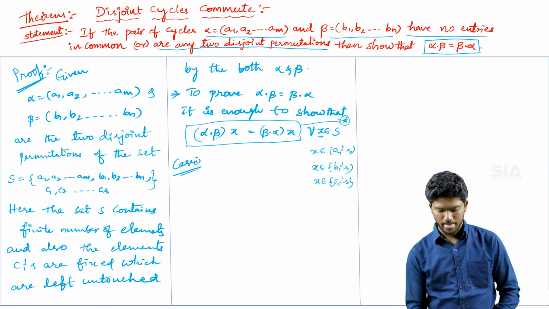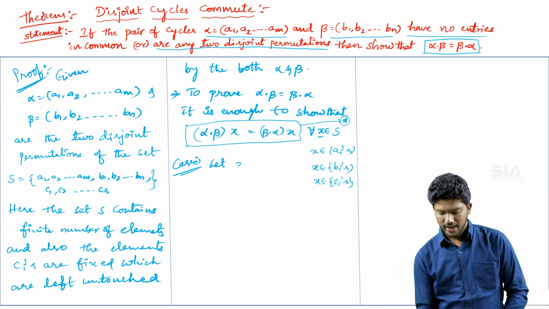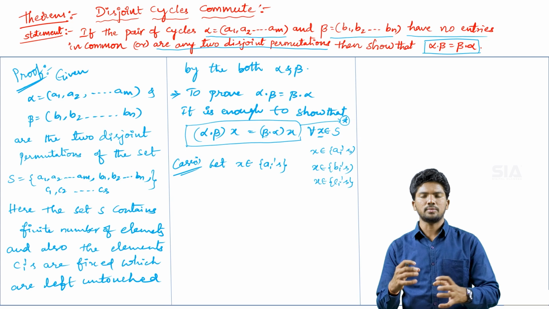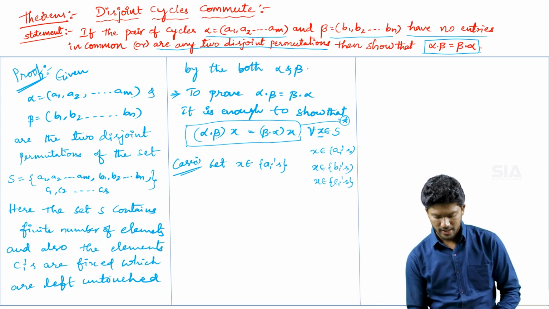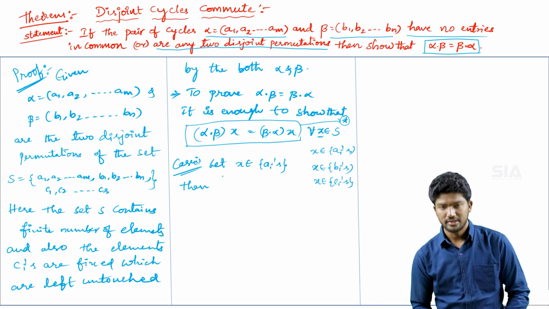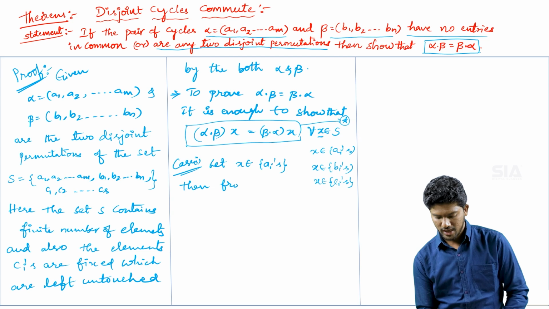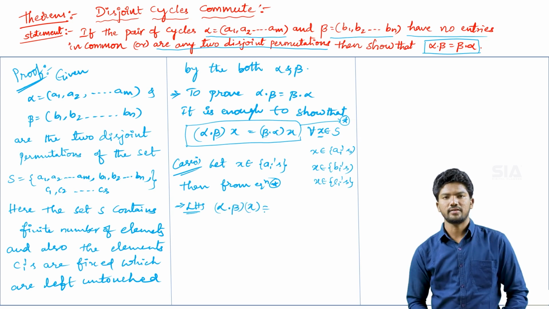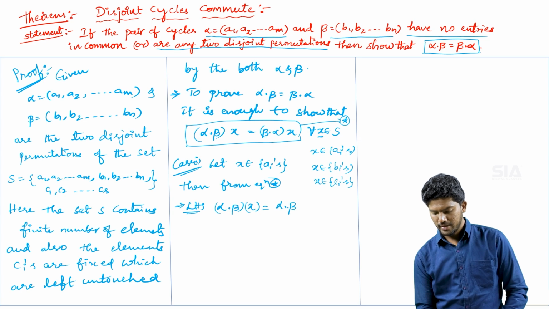Let's see the first case. Let x belongs to a suffix i's. That means x is equal to a1, a2 up to a suffix m. Okay, then from equation star we can write LHS: alpha into beta of x is equal to alpha into beta of a suffix i.